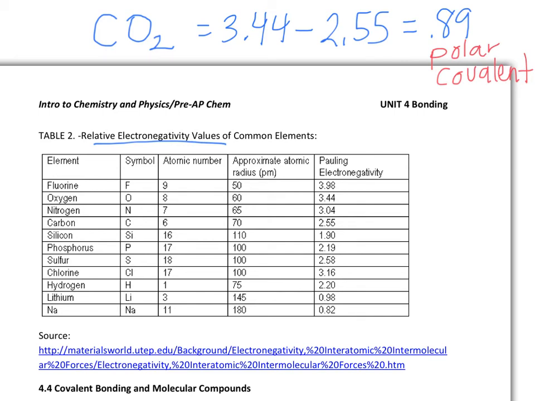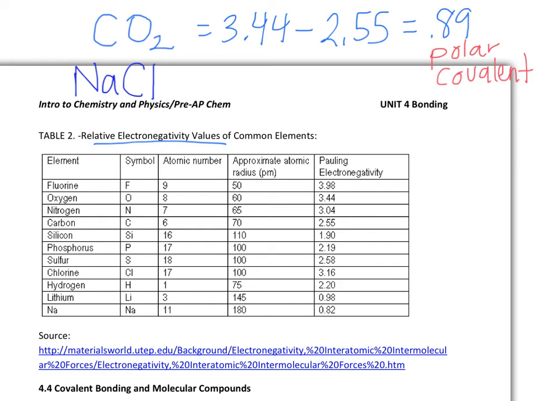Let's do salt for the next one. We've used it enough in class, we might as well use it for this too. Okay, so we've got sodium and chlorine. Now if you look again at your table, chlorine's right here. It's 3.16 electronegativity, and sodium is 0.82, quite a bit less. So we're going to do 3.16 minus 0.82.